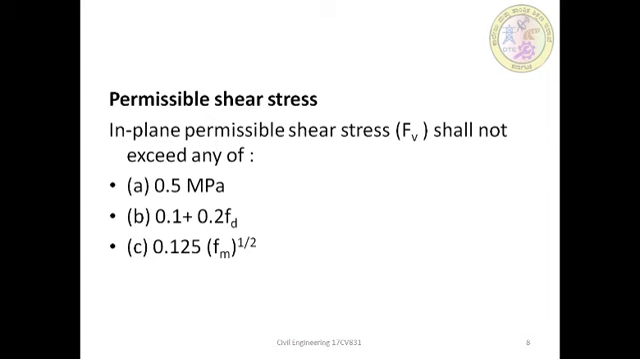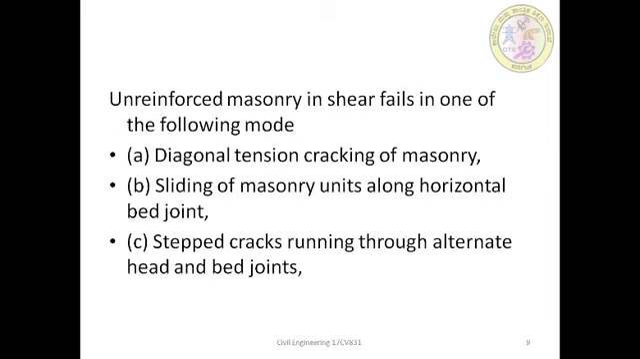Unreinforced masonry in shear fails in any one of the following modes. The first one is diagonal tension cracking of masonry, generally observed when the masonry is weak and mortar is strong. The second one is sliding of masonry units along the horizontal bed joint, especially when the masonry is lightly loaded in the vertical direction. And the third one is stepped cracks running through the alternate head and bed joints, usually observed in case of strong units and weak mortars.